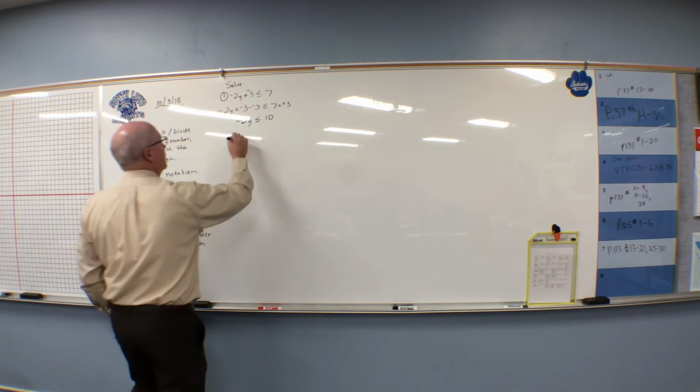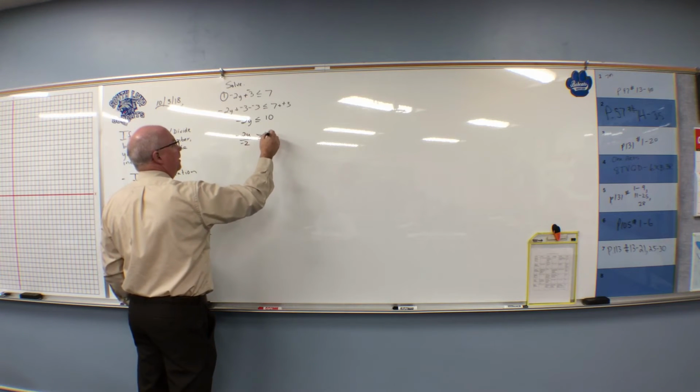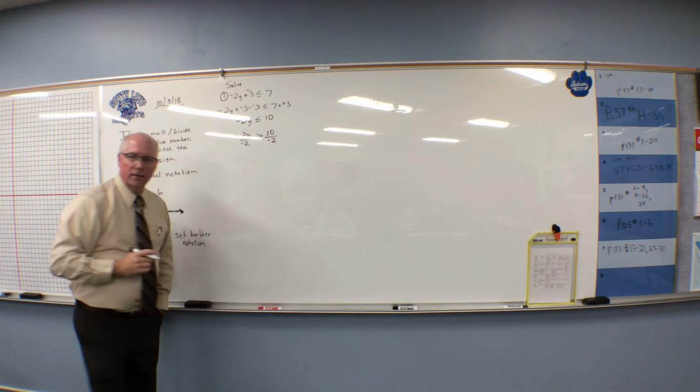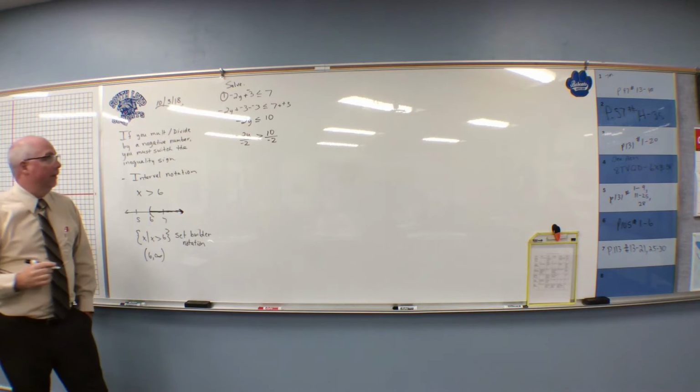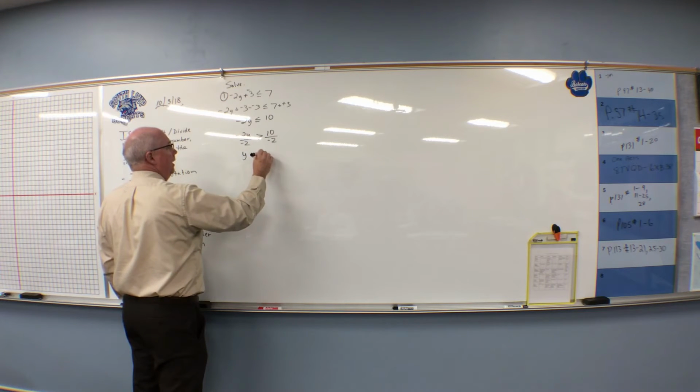Okay, so when I do this, I'm going to take negative 2y divided by negative 2, and I'm going to switch the inequality sign. So I have 10 over negative 2, correct? All right, so now I have y is greater than or equal to negative 5.